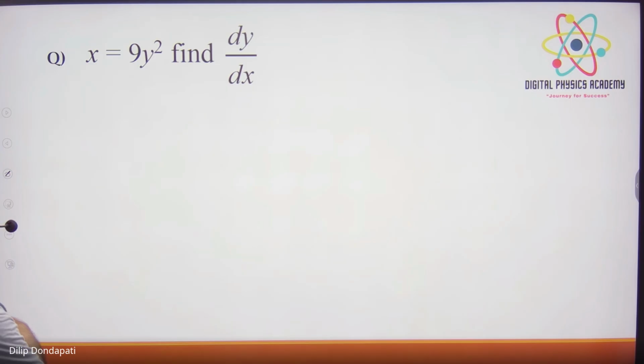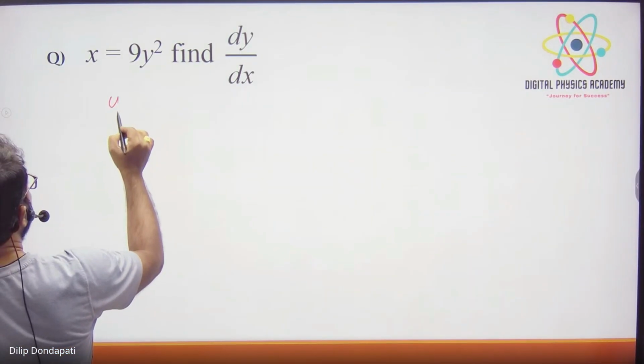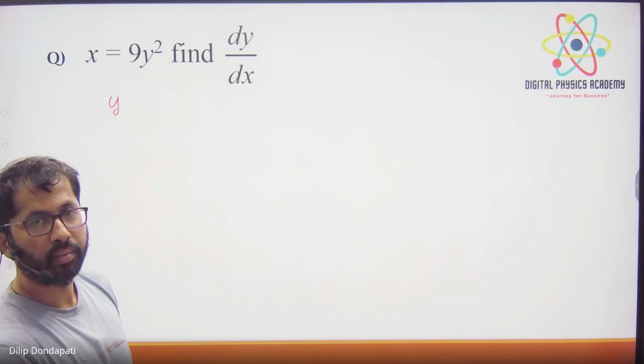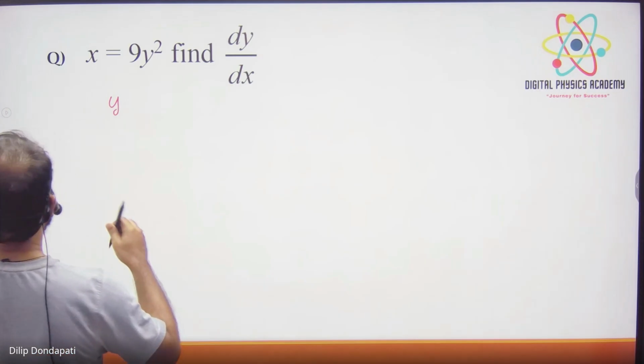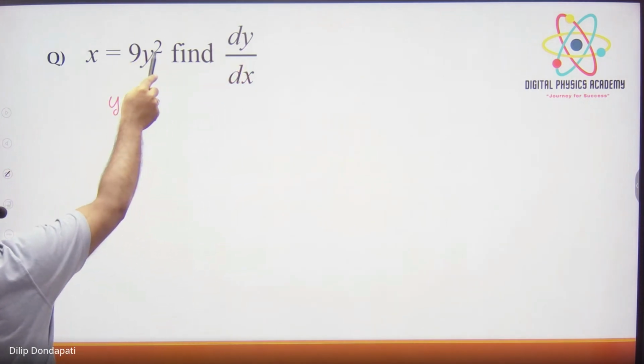So here x is given, but the question is asking dy by dx. You need a y function, so first you have to rearrange and bring y. From this, what is y? -9x y raised to -2? No, wrong. Look, dy by dx means you first have to bring y, you have to rearrange it to get y.